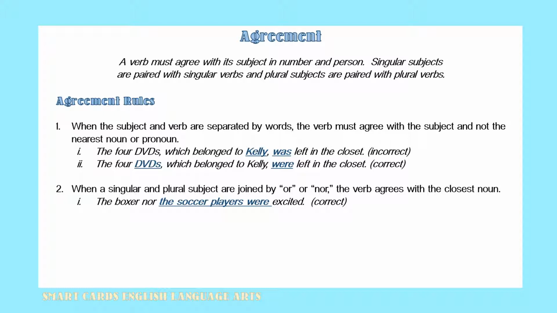If we were to switch the places of the singular and plural elements of the subject, we must use a different verb. For example, the soccer players nor the boxer was excited. In this example, the linking verb is closest to the singular subject boxer, so the singular linking verb was must be used. Hence, this sentence is grammatically correct.